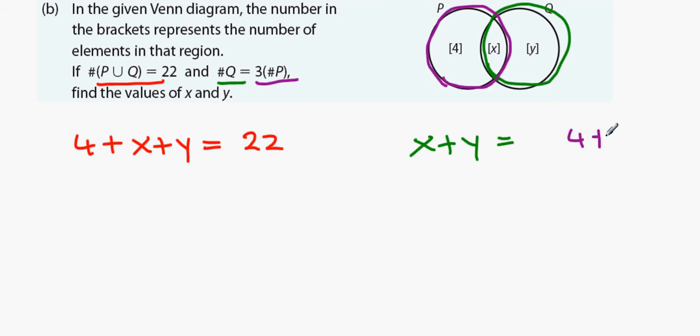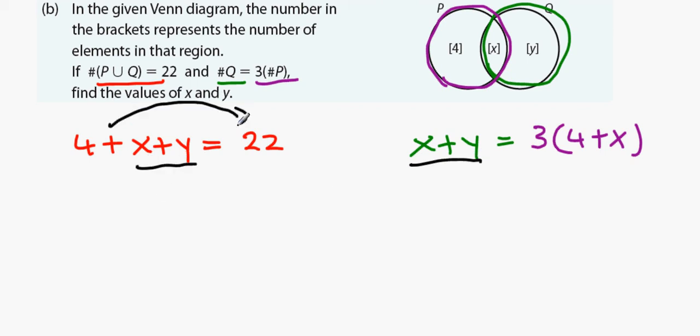And we've got to multiply this by 3. Okie dokes. Now, let's try and figure out what's going on here. What we can figure out is that x plus y and x plus y. So we move over the 4, and we know that x plus y equals 18, or 22 minus 4. So we know that this is 18.